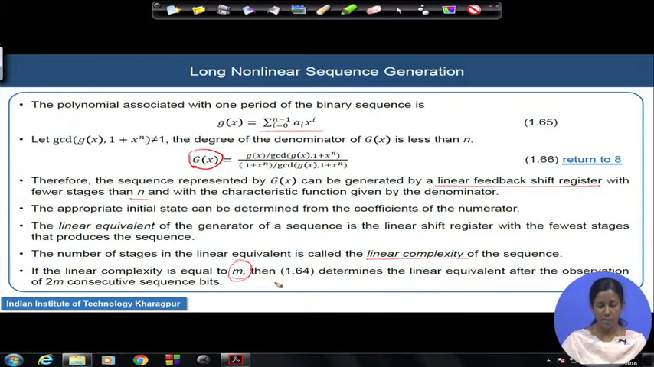So, the fundamental part is that the generating polynomial is given by g(x) and 1 plus x to the power n, and if the GCD between g(x) and 1 plus x to the power n is not equal to 1, then a linear feedback shift register with far fewer stages than n can be used to generate the sequence. If the degree of the polynomial 1 plus x to the power n, the denominator part, is less, then we can generate it with a fewer number of stages, which is further defined by the linear complexity also.